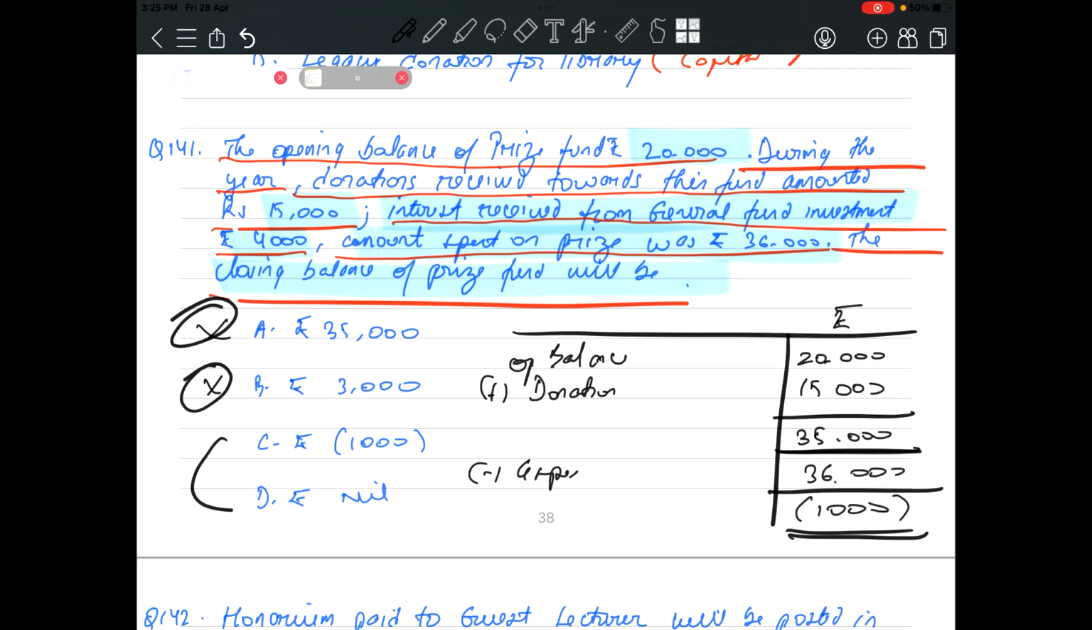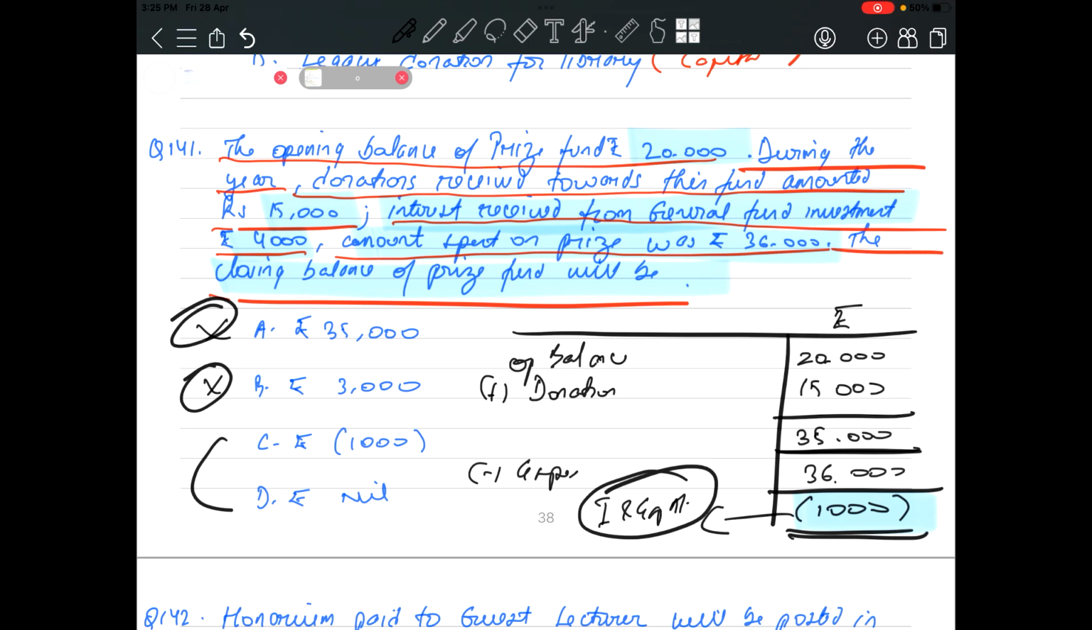What students will do, they will choose nil because the balance is nil. See, the balance is minus 1,000 rupees. No, don't make this mistake. This 1,000 will go to the income and expenditure account. I've told you, take an example of assets we have sold. We have sold assets, right? 20,000 was the profit, and it was transferred to P&L account.